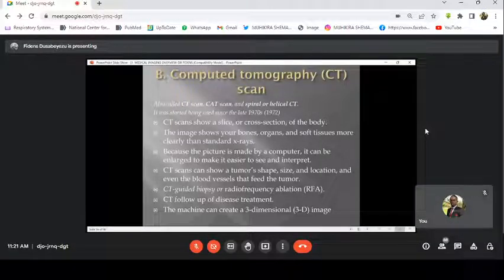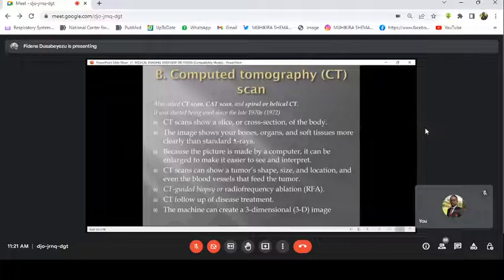A CT scan is cross-section imaging, where we try to cut the body into different multiple thin slices. That's the reason why CT scan can give you more details, even contrast resolution, high resolution compared to conventional radiography. So CT scan shows a slice, different sizes or cross sections of the body.